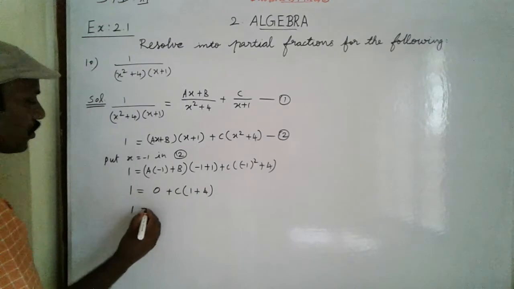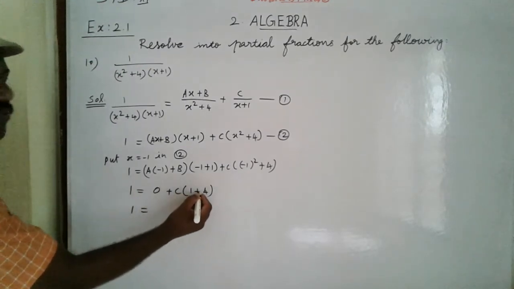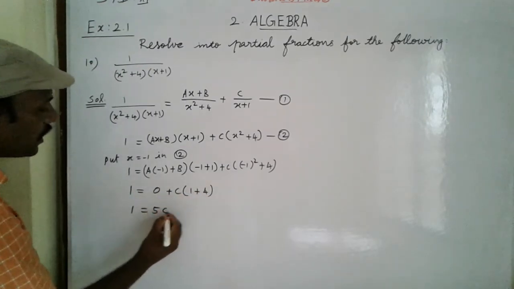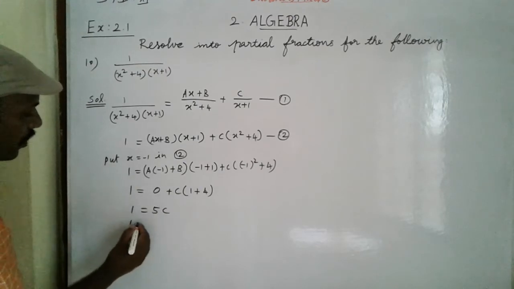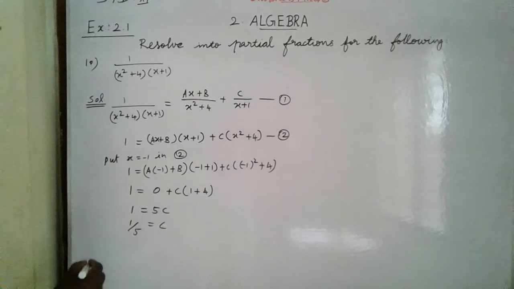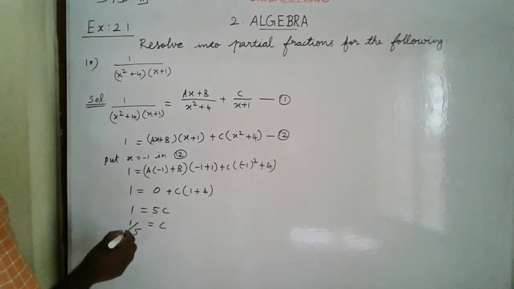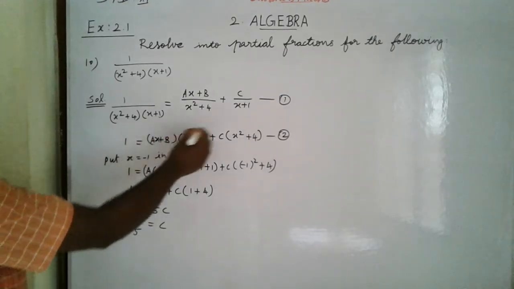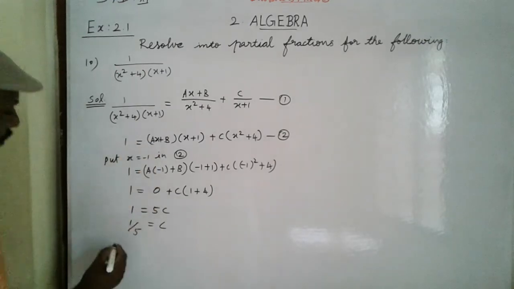So 1 equal to, 1 plus 4 is 5, 5 into c is 5c. Taking 5 to the left, 1 divided by 5 equal to c. The c value is 1 by 5. Next we should find the a value, by equating the coefficient of x square.